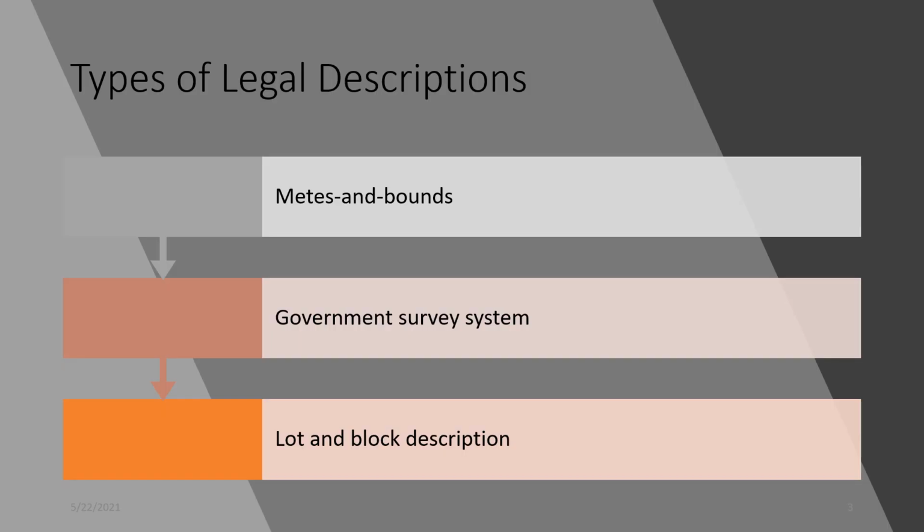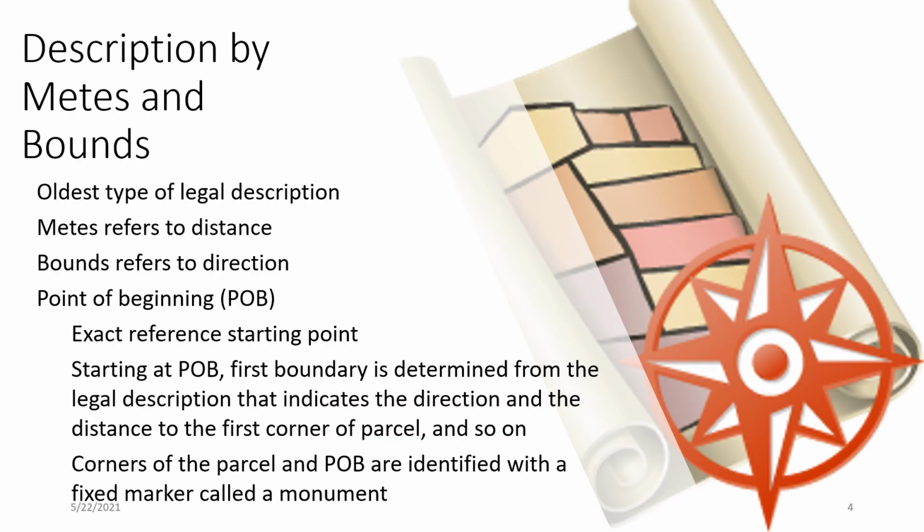Types of legal descriptions: you have metes and bounds, government survey system, and lot and block. Metes and bounds, that's the oldest type of legal description. Metes refers to distance and bounds refers to direction. Now you may get a question that asks you, what does metes refer to or what does bounds refer to?